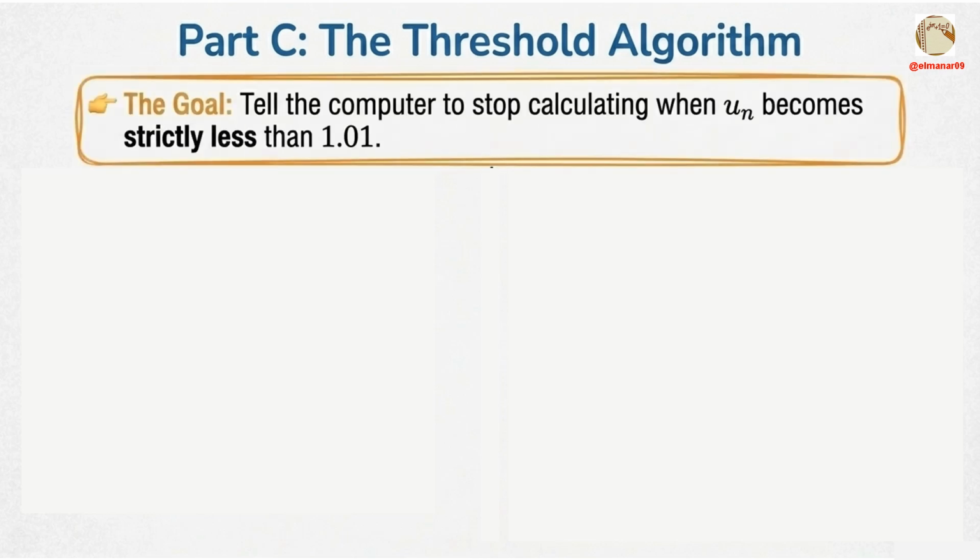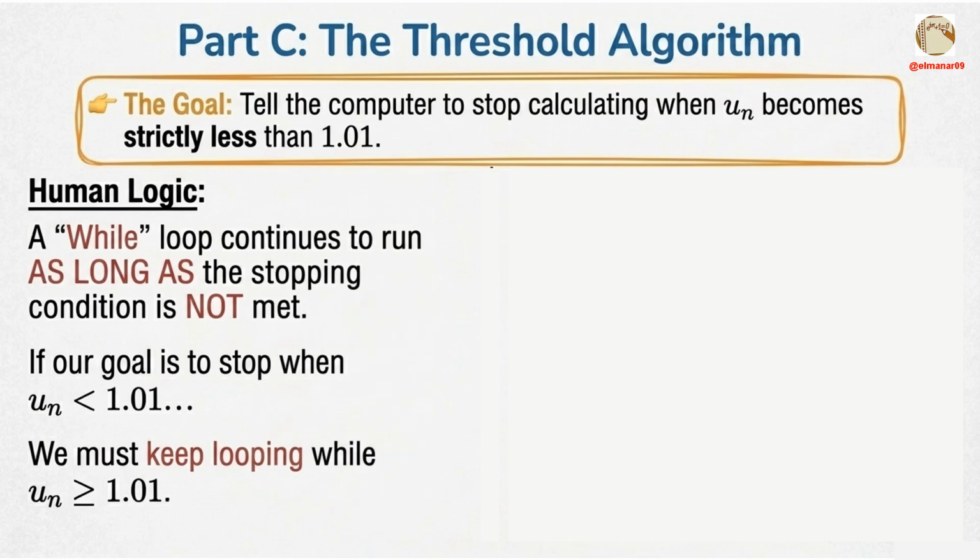Now let's enter Part C and talk to a computer. We want to find the first rank n where Un becomes strictly less than 1.01. This is a threshold algorithm. When coding, we use a while loop. Here's the trick. A while loop runs as long as the condition is true. If we want to stop when Un is less than 1.01, we must tell the computer to keep looping as long as Un is greater than 1.01.